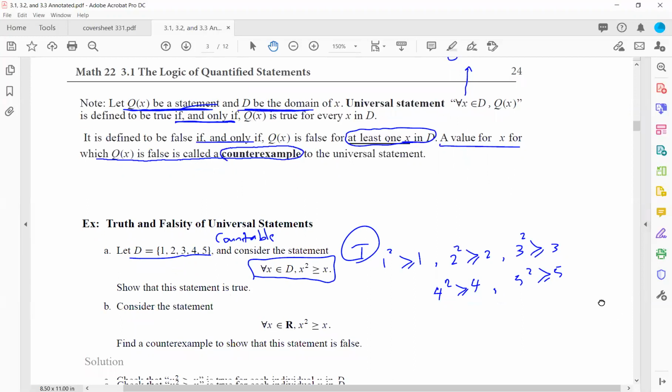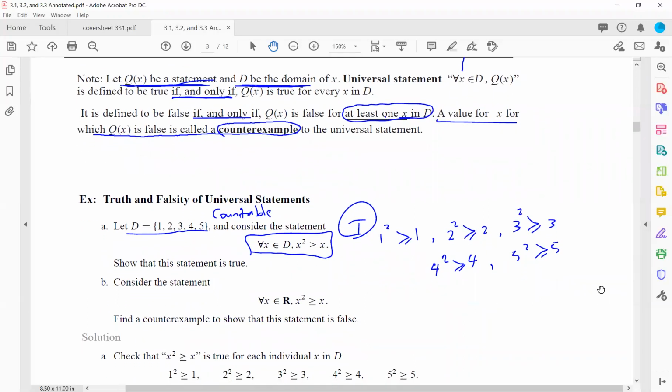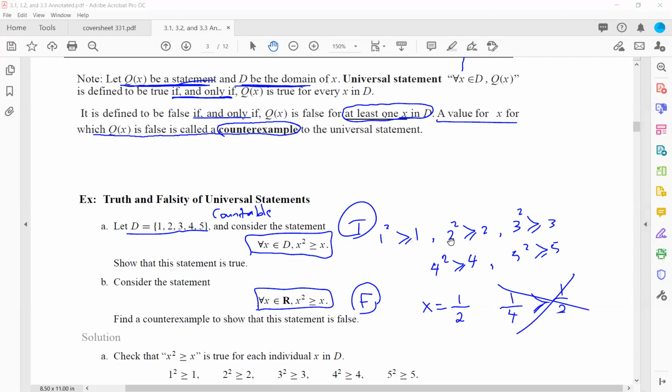What if I change my domain? What if I change the domain to be all real numbers? Of course, this statement is not going to be true anymore. Consider x to be a half. Then a fourth is not greater than or equal to a half. So here we found a counterexample that makes this statement false. One is enough.